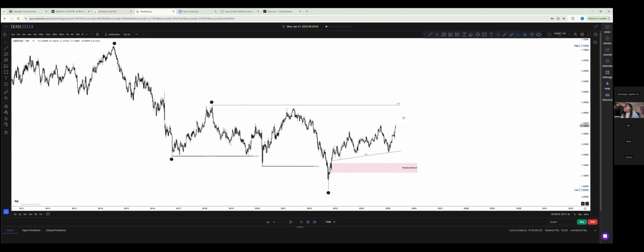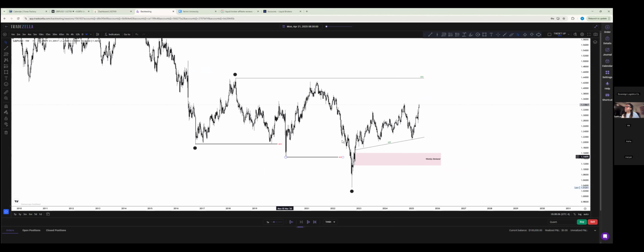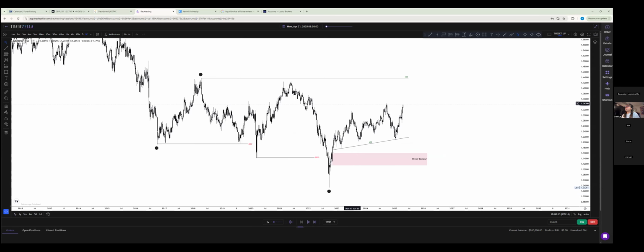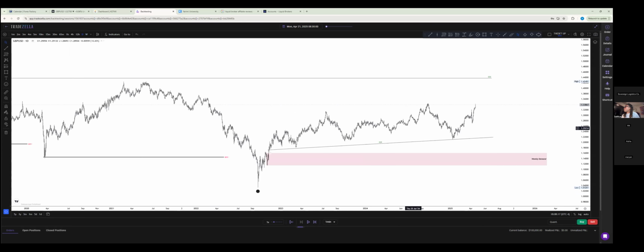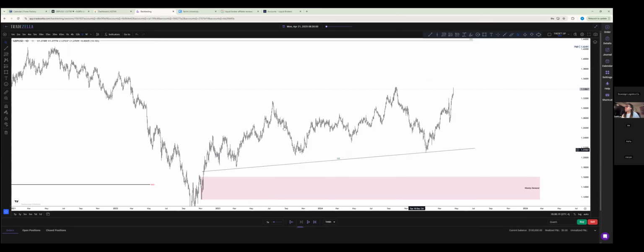So as we could see, we've had break of structure here, break of structure here. So we know that we're in a bearish trend. But right here, price wicked and began going bullish. So let's go down to our daily. From our daily, what can we identify?